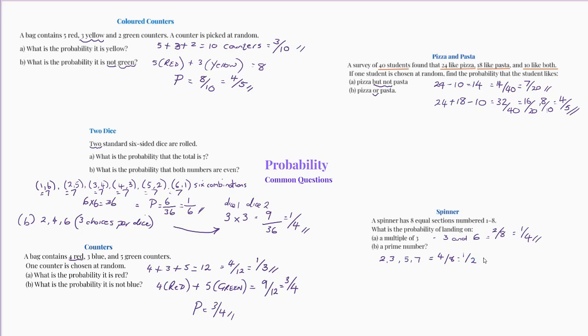So the probability of landing on a multiple of 3 is 1/4, and the probability of landing on a prime number is simply 1/2. So these are common questions. Some of them a little bit more detailed, a little bit more thought goes into them, but you do need to know them.